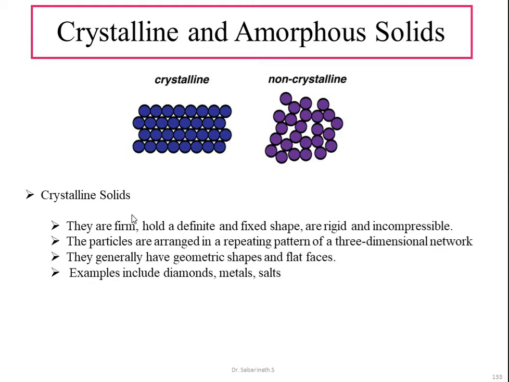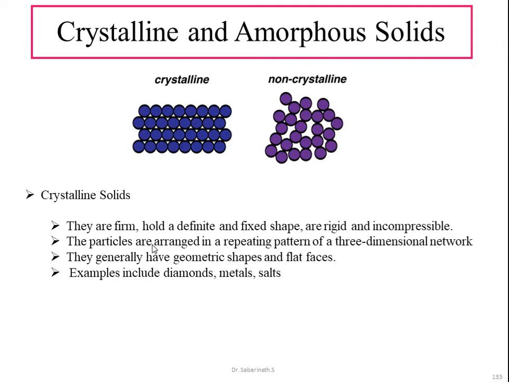We have already seen what we mean by crystalline and amorphous or non-crystalline solids. Basically speaking, crystalline solids have a regular pattern or arrangement, while non-crystalline or amorphous objects don't have that regular arrangement. I'm saying more about the crystalline solid. They are firm, hold a definite and fixed shape, and are rigid and incompressible. These are the various properties that crystalline solids possess.